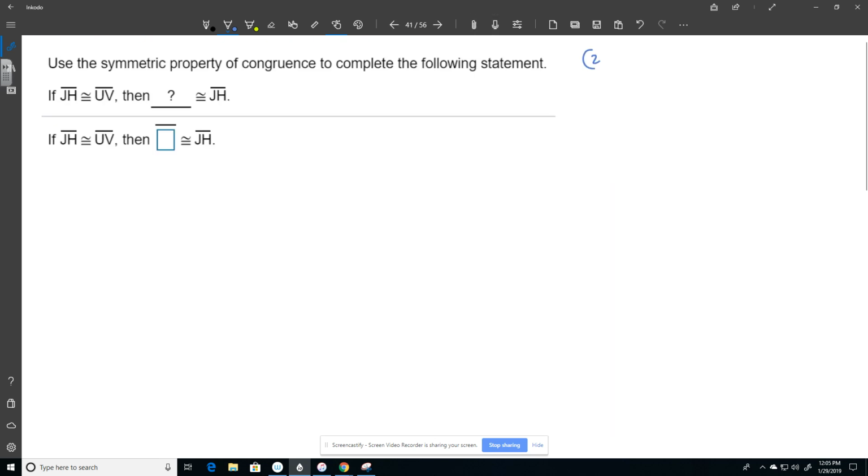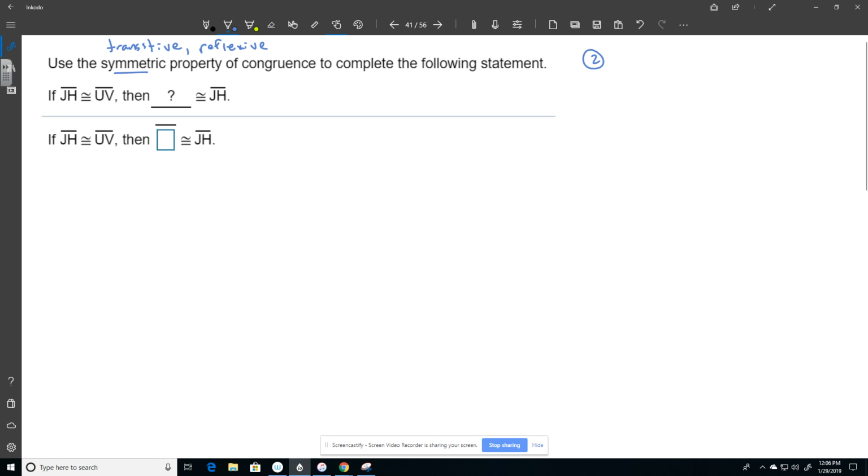Number 2. Use the symmetric property of congruence. Now, when you get to this one, it might ask you to use the symmetric property, or it might ask you to show something using the transitive property or the reflexive property. So make sure you understand symmetric, transitive, and reflexive, because this question is going to ask you about one of those. In my case, my example wants to use the symmetric property.